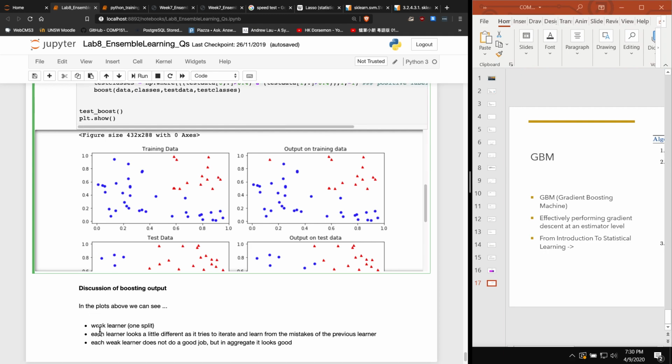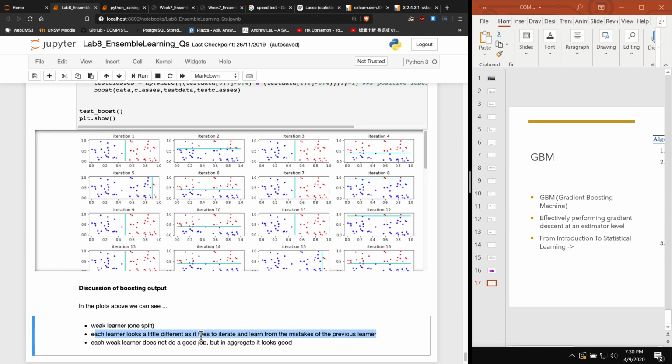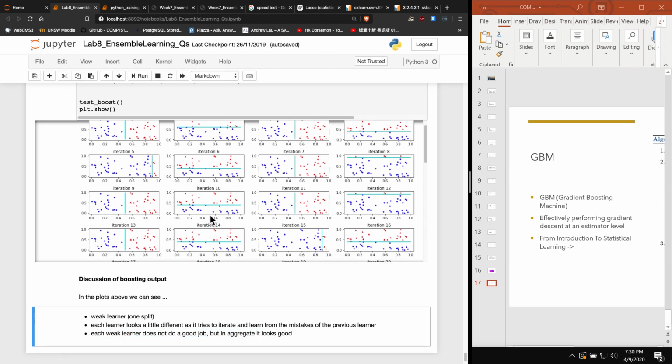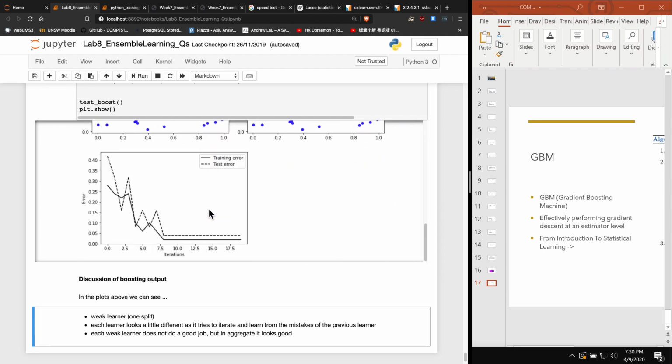What do we see above? We can see the weak learners are one split. Each learner looks a little different as it tries to iterate and learn from the mistakes of the previous learner. Each individual learner does a pretty bad job, right? It's a stump. It can only be so good. But finally, in the end, it looks okay. The error drops down quite a bit.